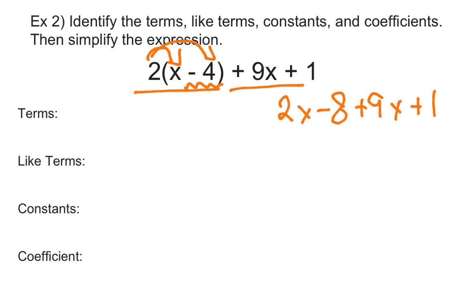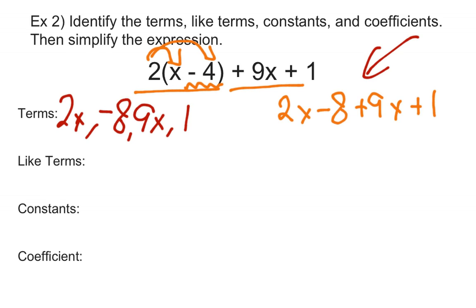You absolutely have to get rid of any parentheses, distributive properties, before you start identifying terms, like terms, constants, and coefficients. That's number 1, golden rule. Get rid of any parentheses first. Now, here is the new expression that I'm going to be using when I identify. So terms, okay, the things separated by the operation. So I have a 2x is a term. I have, remember the negative goes with the 8. I have the positive 9x, and I have the 1. Those are the terms right here.